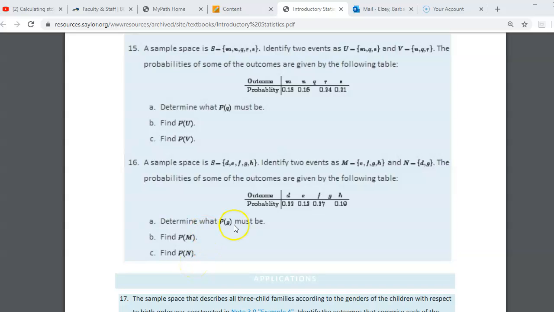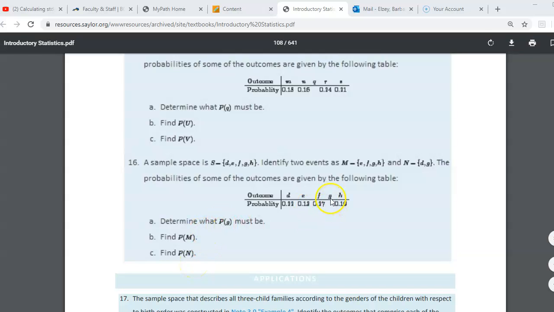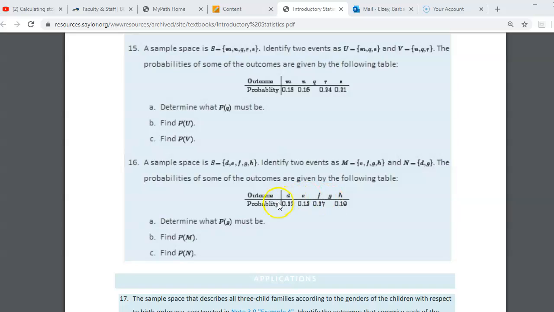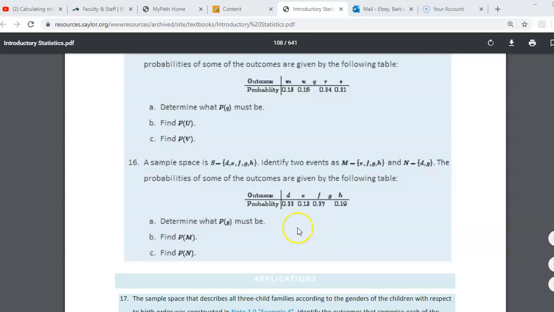Okay, so let's start with just the probability of G. Now notice that that's the one probability that's missing from the table. But all of the things in this table must add up to 1. So if we add up all the rest of these things in the table and subtract them from 1, we will get the probability of G. And this is a little bit difficult to read, so I'm just going to assume that this is a 0.22, a 0.12, a 0.27, and 0.19. That's a little bit hard to read on here.